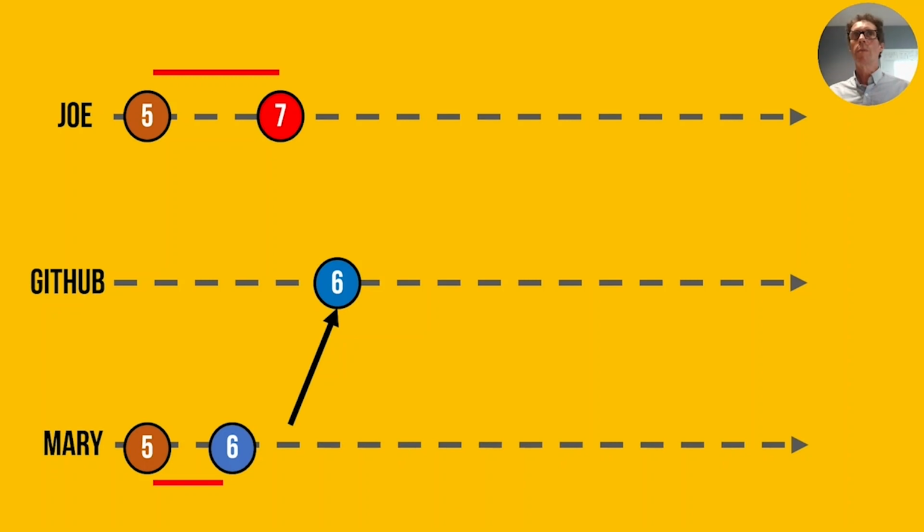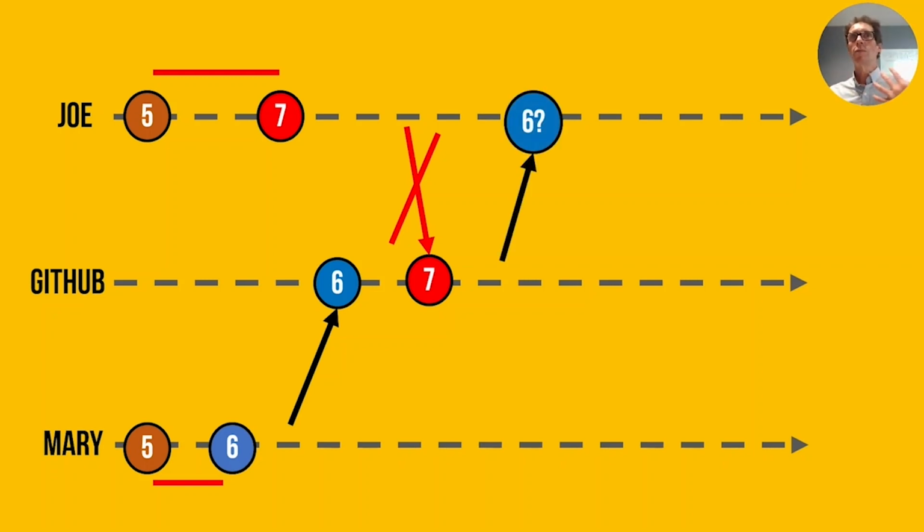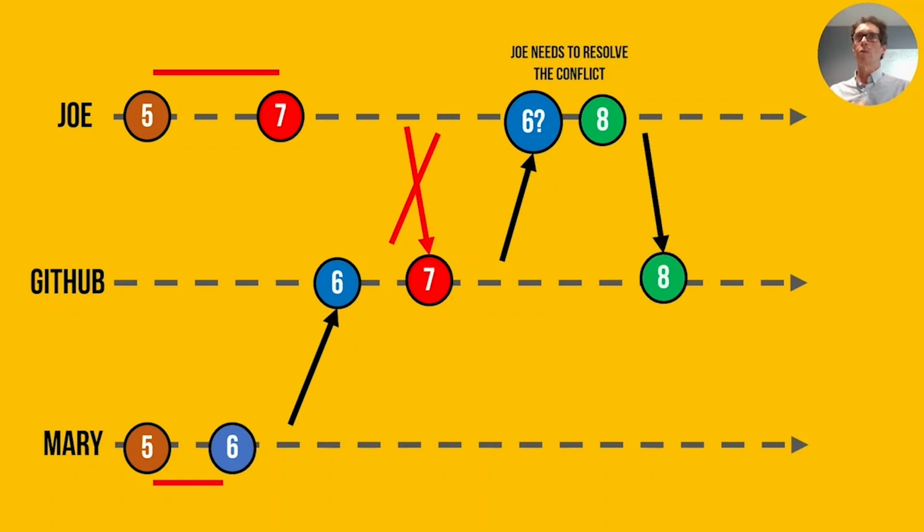Mary pushes her commit. No problem so far, because GitHub doesn't know what Joe's doing yet. Joe tries to push his commit. GitHub says, no, you've got to attempt to pull Mary's work. But when Joe pulls Mary's work, Git realizes that there is a conflict, and Joe will need to resolve that conflict. Joe resolves the conflict. That sets up a new commit. This is just a merge commit happening automatically. Joe pushes that work to GitHub. Mary pulls that work from GitHub, and the team are in sync.